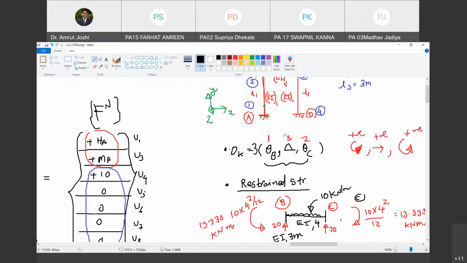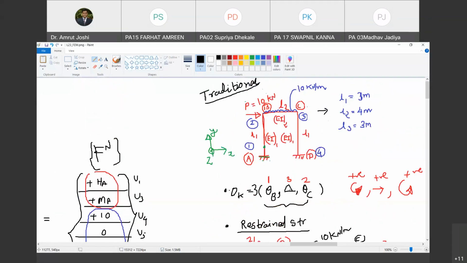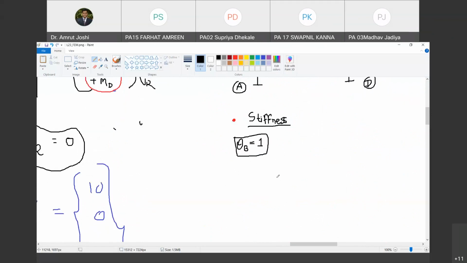Okay, what do we exactly do in this? In this, we successively go on making everything listed under degree of kinematic indeterminacy as unity. For example, here theta b, theta c, and delta are the degrees of kinematic indeterminacy. The first step I'm going to do is make theta b equal to 1. Are you with me? Yes, sir. And where do I make it 1? In the restraint structure. So in the restraint structure, I make theta b equal to 1. Happy? Yes, sir.